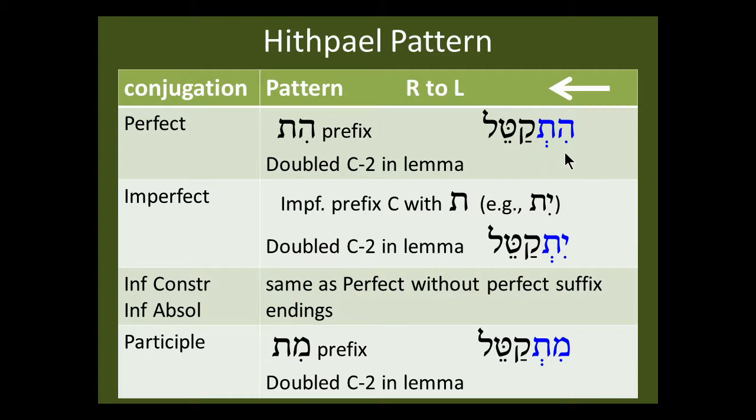So the only trouble you'd have here is with a form like this, hithkatel. That could be either a third masculine singular perfect because there is no ending, or it could be an infinitive construct or an infinitive absolute. You just have to be able to tell by context.